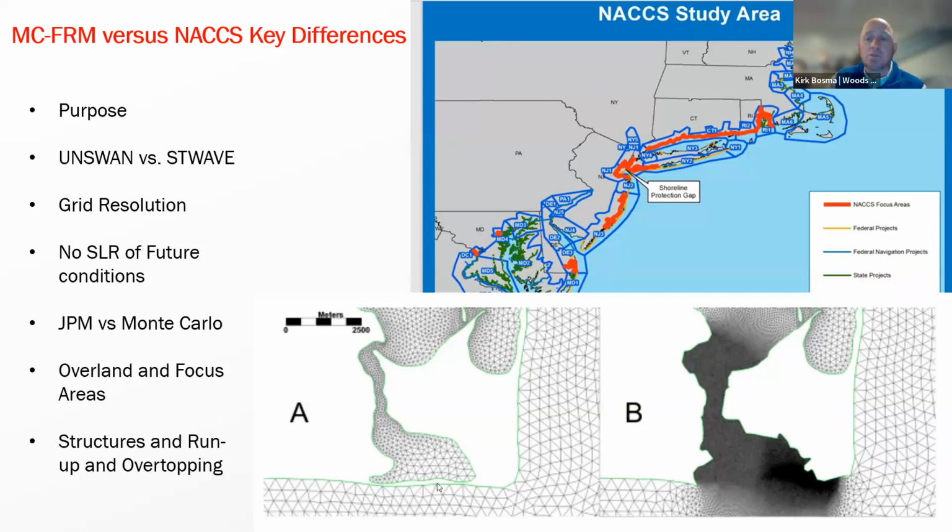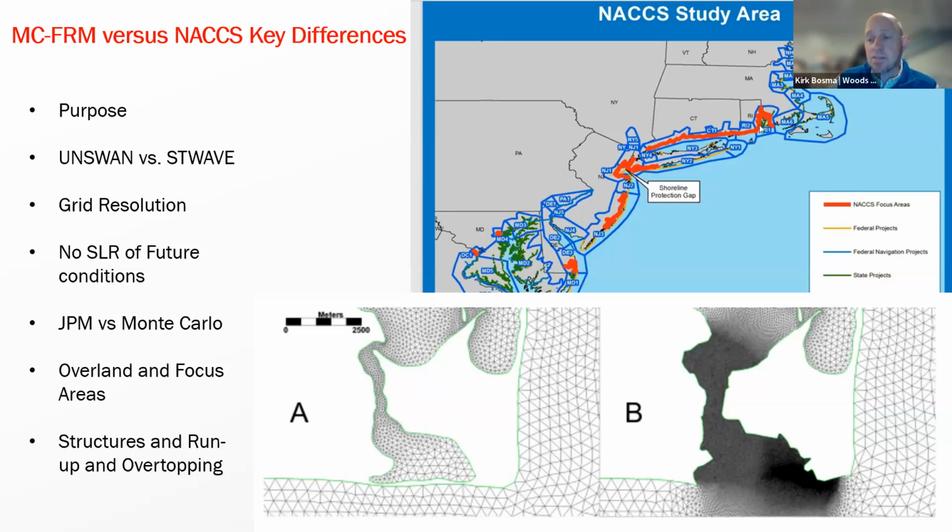Again, their purpose was really to redefine that full distribution of flood risk along the shoreline. Their focus area is that red area in the map, not necessarily Massachusetts. This was the Sandy hit zone, and that's where this came out. They don't do run-up and overtopping of structures, anything of that nature. It's a very good study. I think it's a really important study, but there are some key differences between the two.